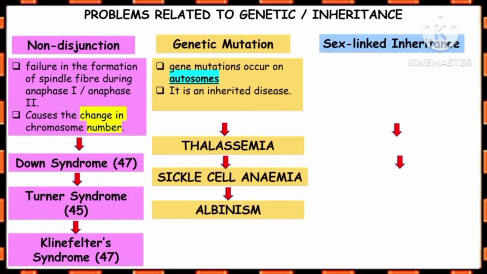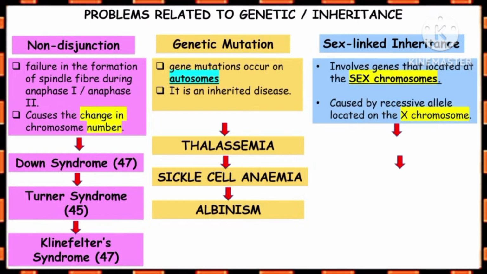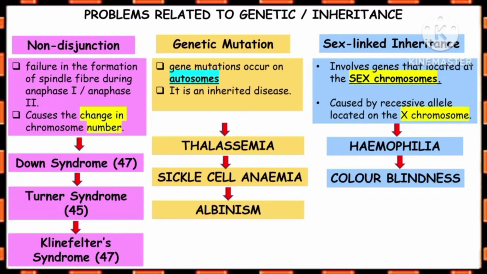Okay, for the sex-linked inheritance, why do we call it sex-linked inheritance? Because it involves the genes that are located at the sex chromosome. What is a sex chromosome? It refers to the X chromosome or the Y chromosome. And this is caused by the recessive allele located on the X chromosome. Normally, sex-linked inheritance refers to the X chromosome allele. So what are the diseases related to sex-linked inheritance? The first one is hemophilia and the second is color blindness.